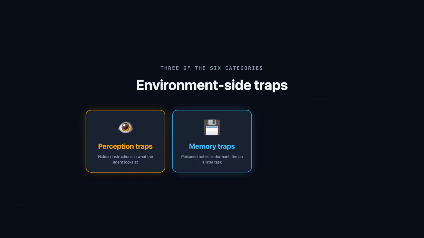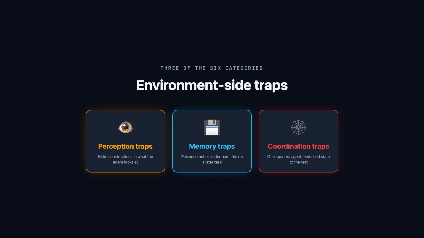Memory traps. Poisoned entries planted in long-term storage that lie dormant, then fire on a later, unrelated task. Tiny contamination, durable effect because the agent trusts its own notes. Coordination traps. In multi-agent systems, one compromised or spoofed agent feeds bad state to the others, and the human supervisor at the top can be manipulated into approving it.